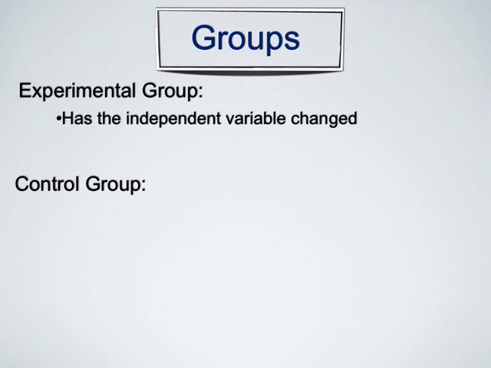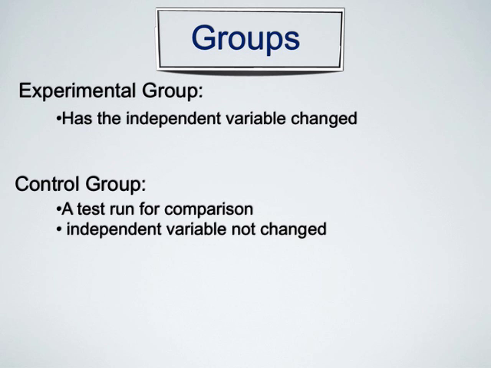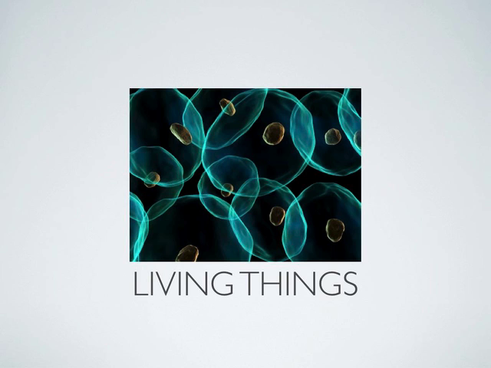That's the experimental group. The control group is sort of a test run, a group that's just treated normally. You don't change the independent variable, and you always need that control group as a comparison. You're always going to compare how the experimental group did versus the control group. You need that baseline to see if there was any actual effect. Okay, any questions about scientific method, experiments?